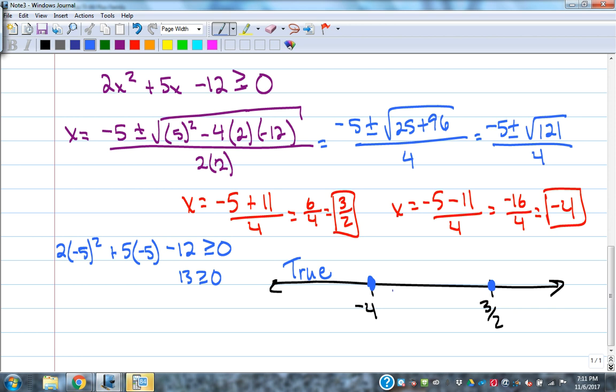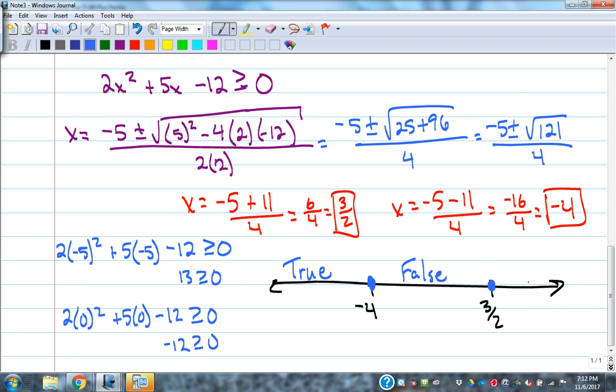I'm going to pick a number between negative 4 and 3 over 2. 0 is a good one because it's easy. That's 0 minus 12, which is negative 12. Is negative 12 greater than or equal to 0? No, so this area is false.